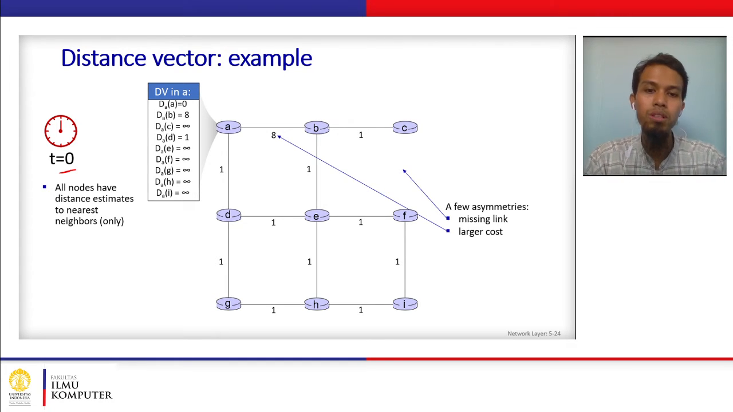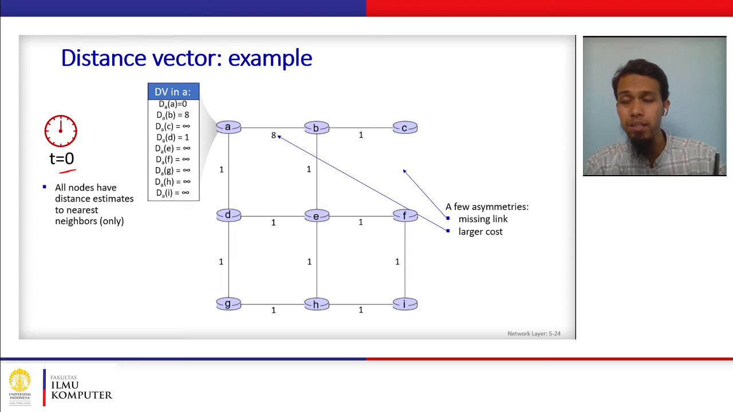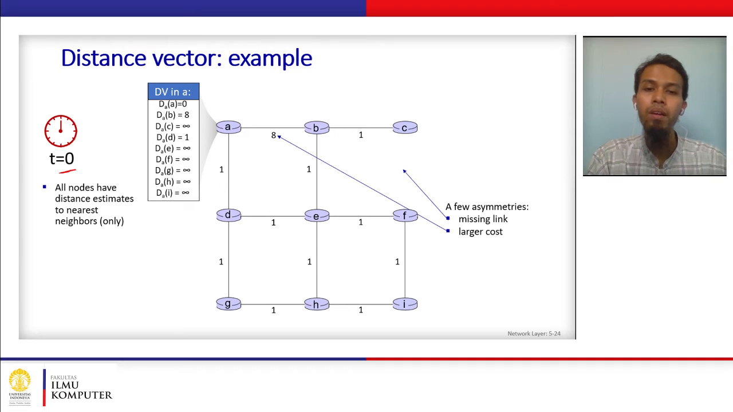There are a few asymmetries here. For example, the link cost from A to B is 8, so it has a larger cost compared to the other links between nodes, and there's a missing link between C and F.